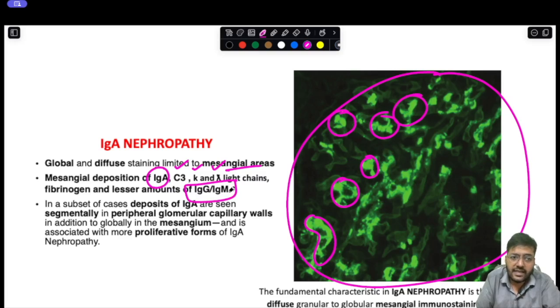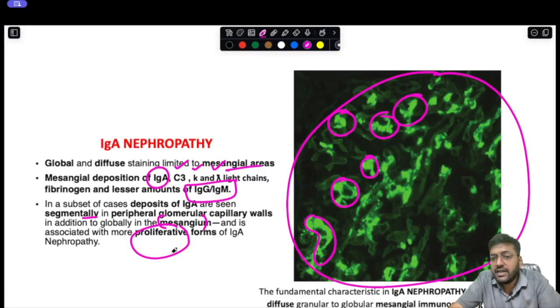Now in a subset of cases, deposits of IgA are seen segmentally in peripheral glomerular capillary walls in addition to globally in the mesangium, and this is associated with more proliferative forms of IgA nephropathy. The fundamental characteristic in IgA nephropathy is intense, diffuse, granular to globular mesangial immunostaining for IgA. Positivity is usually limited to the mesangial areas without deposits in the capillary walls. If you see that IgA deposits are mainly in the glomerular basement membrane, more than in the mesangium, it is called the proliferative form of IgA nephropathy.